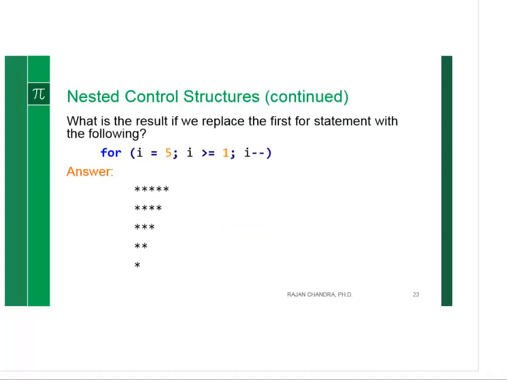We can also print the stars starting from 5 stars all the way to 1 star by changing the outer loop as shown above.